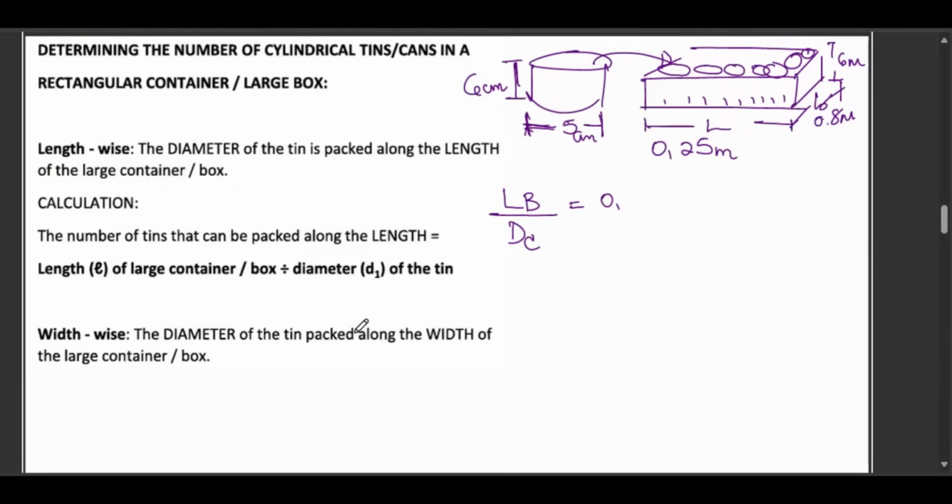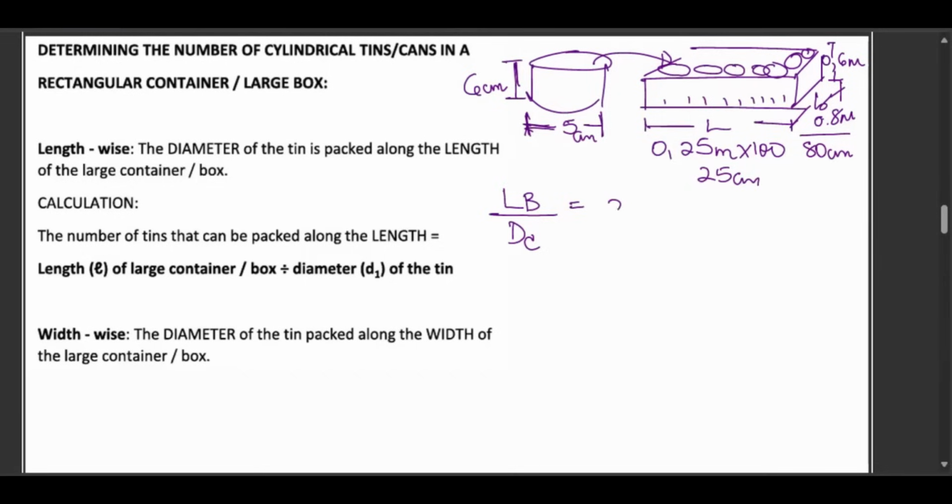Mind you, the units have to be the same before you do anything. So let's change the meters to centimeters. This one times 100 becomes 25 centimeters. Then this times 100, it becomes 80. And the height has to be 0.6 also, times 100. Okay, so now everything is good to go.